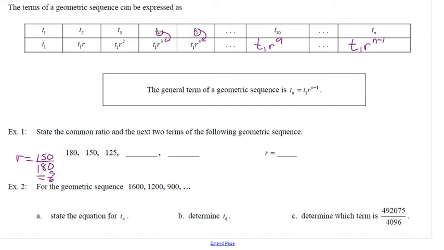150 times 5 over 6 gives us 125. 125 times 5 over 6 gives us 625 over 6. We like fractions because they're exact, right? We're not going to do decimals. If we say the 12th term rounded to the nearest tenth or hundredth, then you do your rounding, right? And we've already got the formula, so we could figure that out.